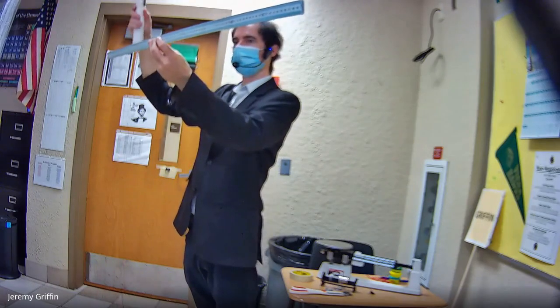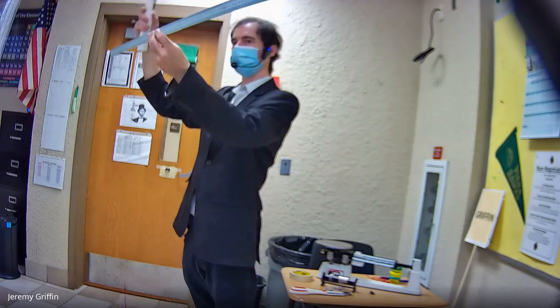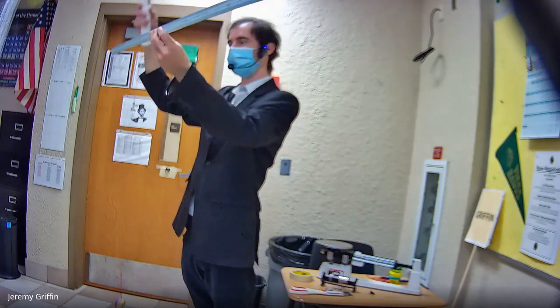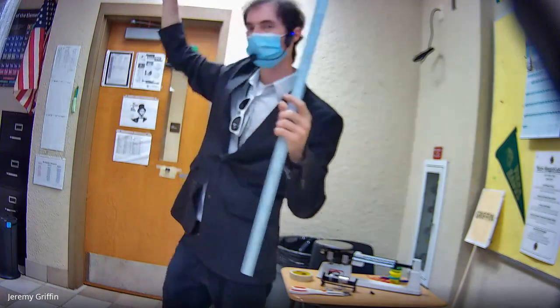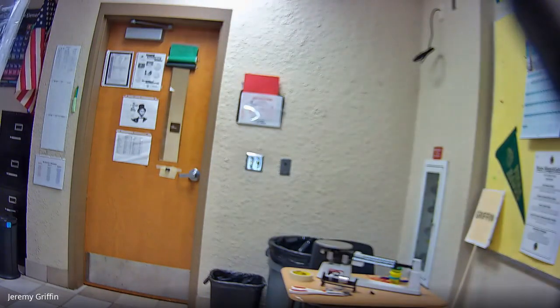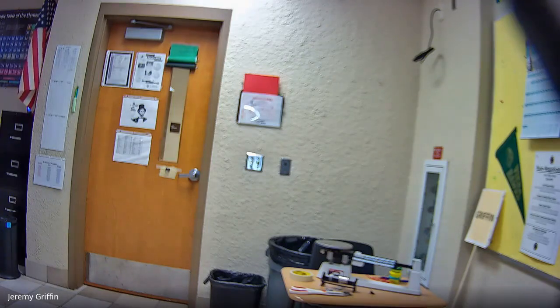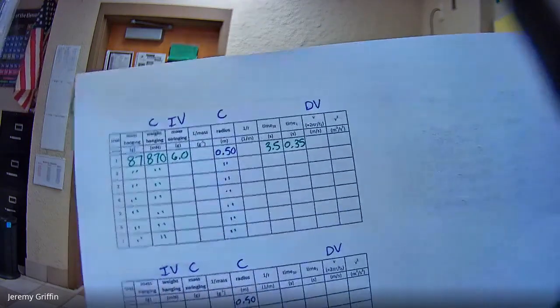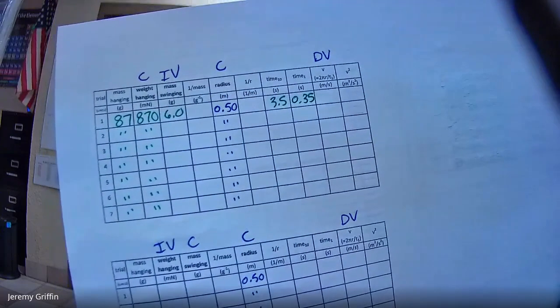And 0, 1, 2, 3, 4, 5, 6, 7, 8, 9, 10. 3.5. So this thing was 6 grams, that was 3.5 seconds, 0.35. I wonder what we got before for that exact. 3.65. Oh, yeah, 3.65. All right, that's pretty close. Great, nice.